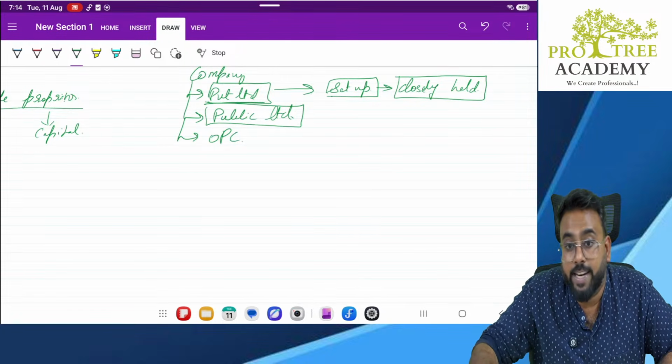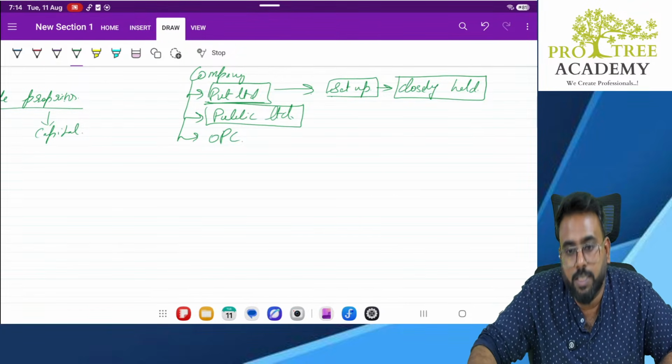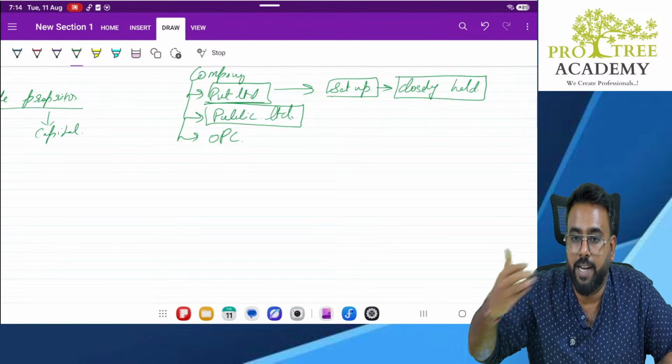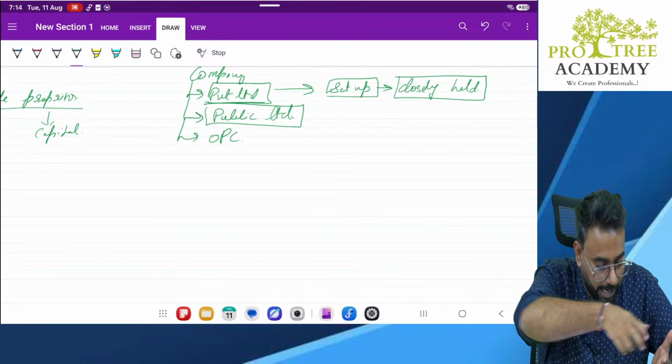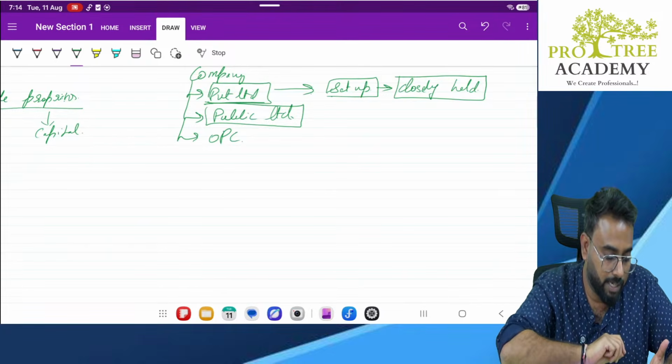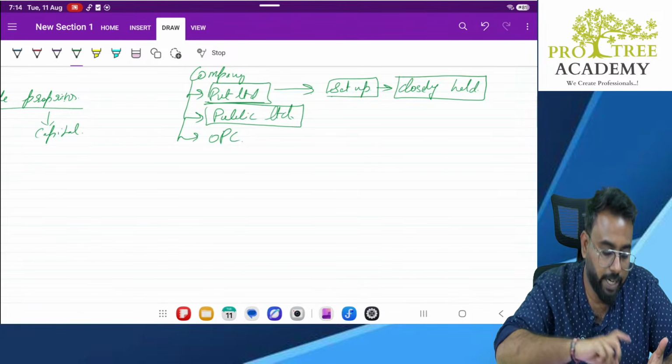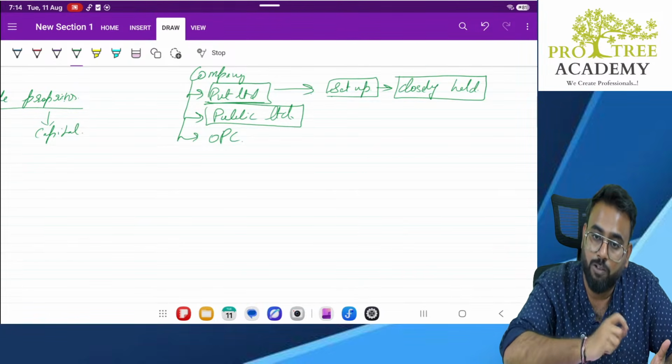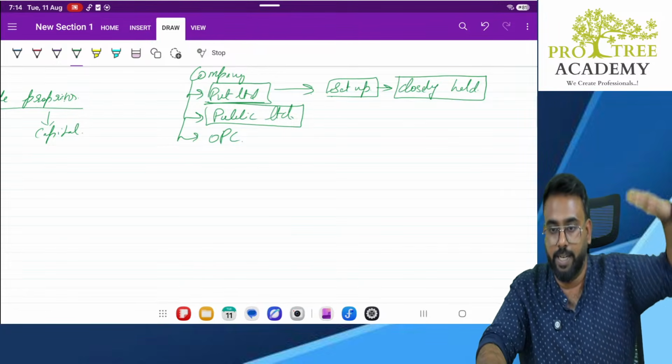Second concept is, sir, can we enter into partnership firm? Yes. Partnership firm means what? I and he come together, we draft an agreement, and in the draft agreement we will write down, we both are partners, we are going to contribute so much of money into this business, and we are going to have so much of profit sharing ratio. Yes, that is partnership firm.